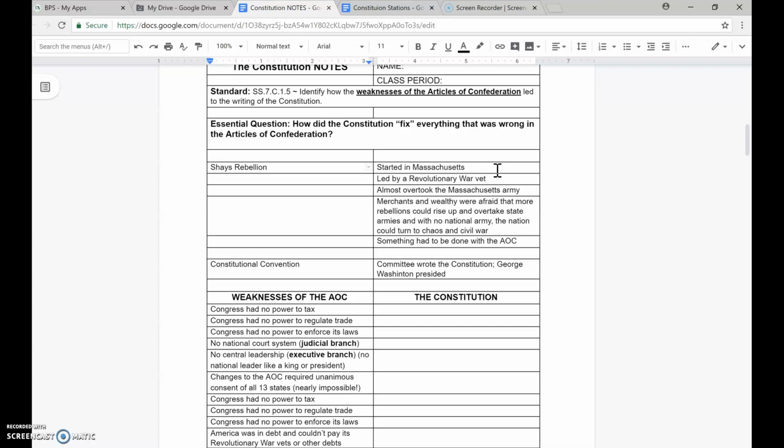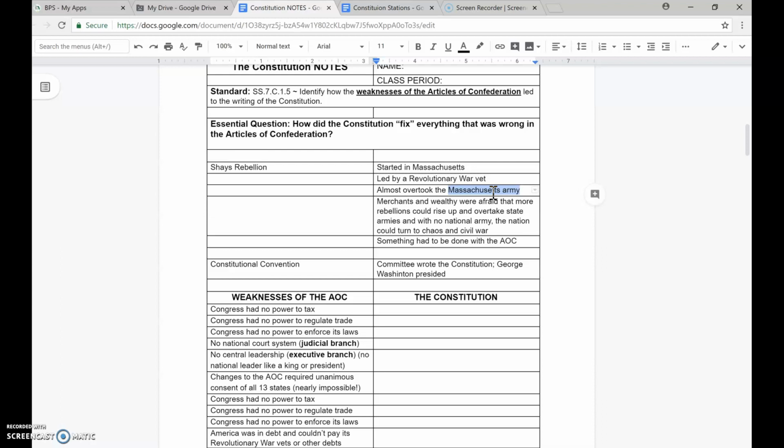So he started this rebellion, and there were lots of rebellions, but this is the most popular, in Massachusetts. It was led by a Revolutionary War veteran and almost overtook the Massachusetts Army. Guys, this was huge. If this rebellion had overtaken the Massachusetts Army, then guess what? The state would have been taken over completely, and there's no national government to stop it. And there's no national troops. There's no bring in the Army, bring in the Air Force, no.